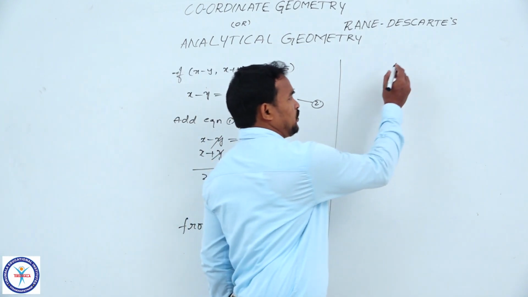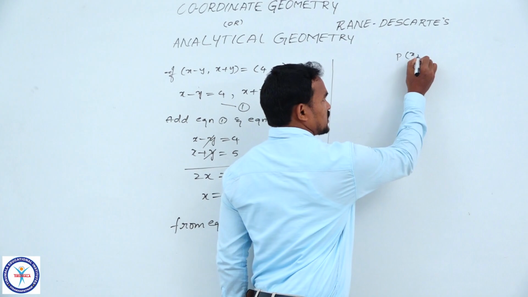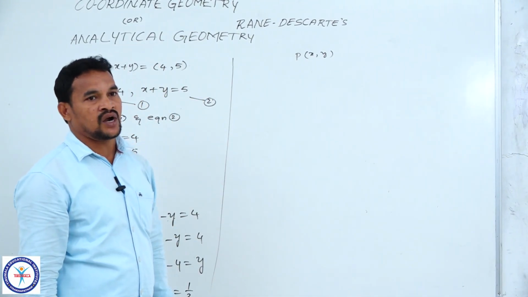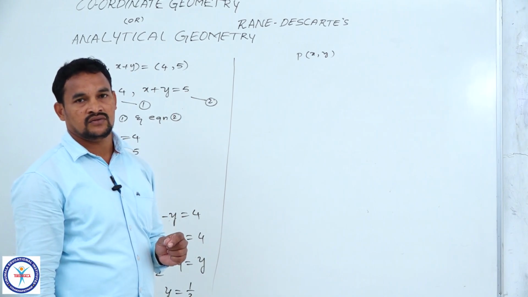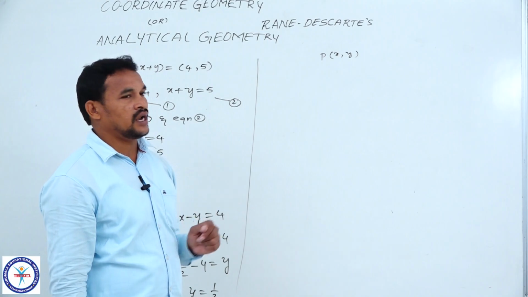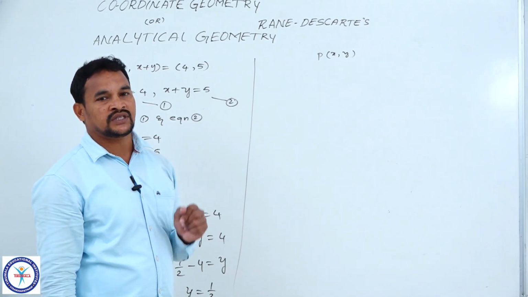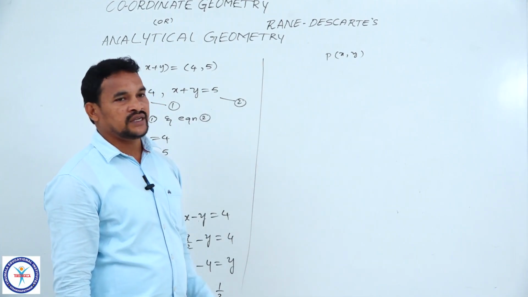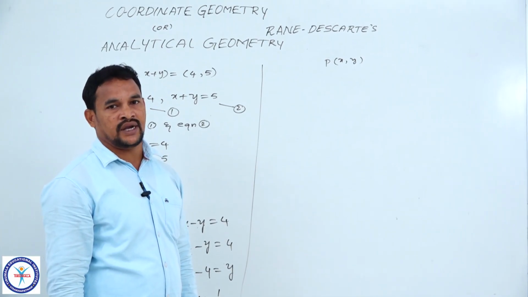Now you take one point P, its coordinates are (x, y). In this point P(x, y), what about x, what about y? How to define x and y: generally x is called the x element, or first element, or x coordinate. y is nothing but the second element, or second coordinate, or y coordinate.